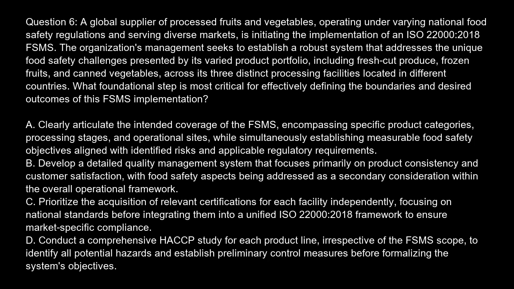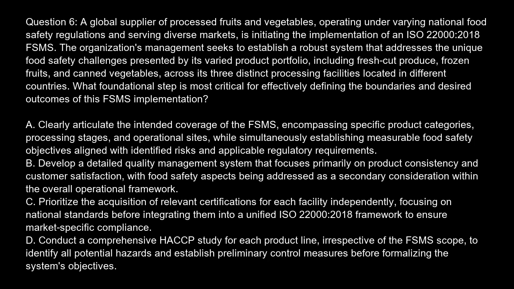Option A. Clearly articulate the intended coverage of the FSMS, encompassing specific product categories, processing stages, and operational sites, while simultaneously establishing measurable food safety objectives aligned with identified risks and applicable regulatory requirements. Option B. Develop a detailed quality management system that focuses primarily on product consistency and customer satisfaction, with food safety aspects being addressed as a secondary consideration within the overall operational framework.